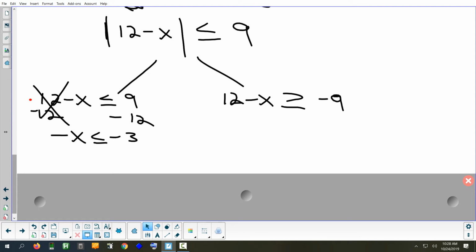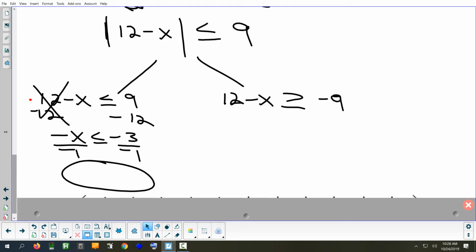Last step. Same as the problem. I think we did one like this earlier. Divide by -1. Perfect. Can someone tell me what that's going to give me for my final answer for that part? X is greater than or equal to 3.